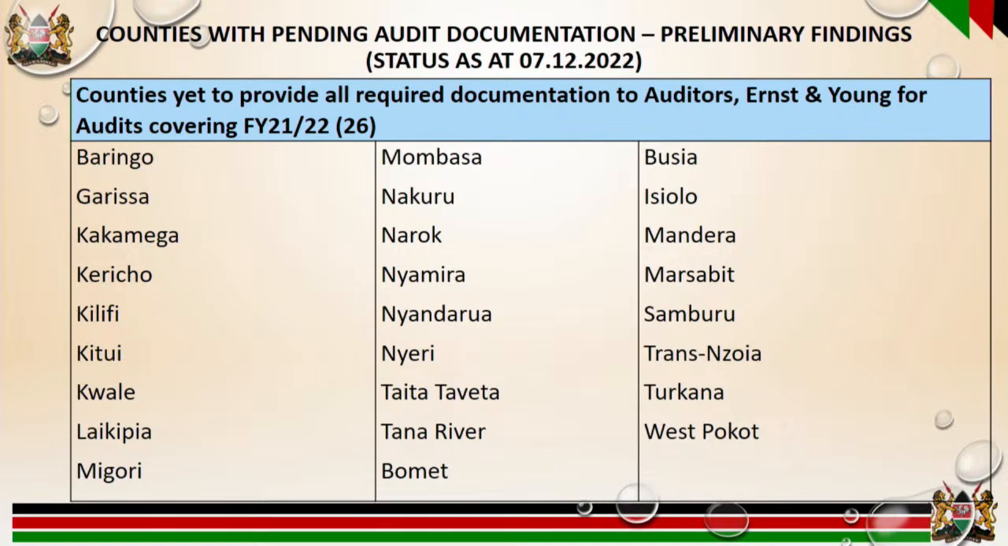There were audits that were conducted by Ernst & Young, covering financial year 21-22. And there were still some counties that had pending information they were supposed to share with the auditors. The pending information varies. You find that there are those that have not submitted or shared the county budgets. There are those that have not shared some schedules, payment schedules and the like. So those are the counties that need to look into that.